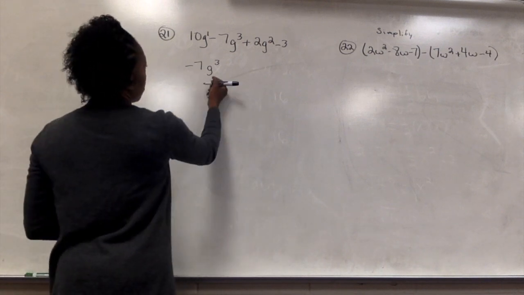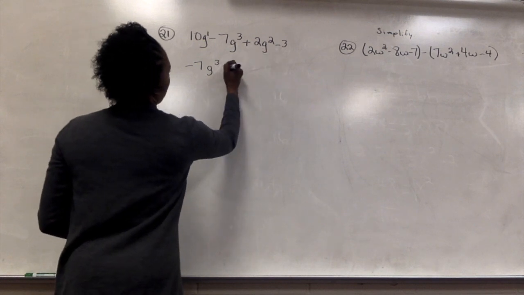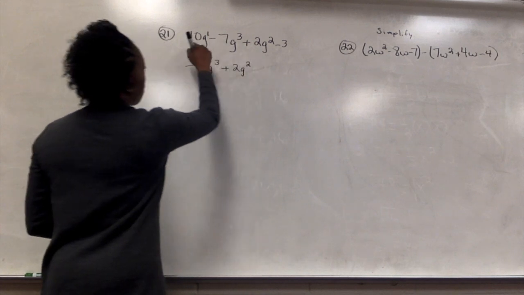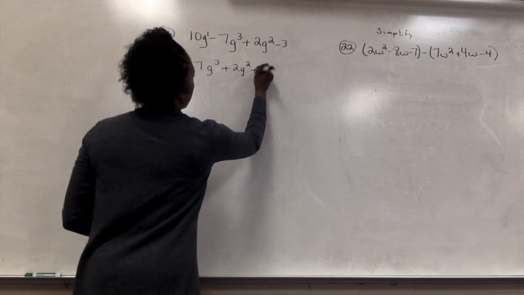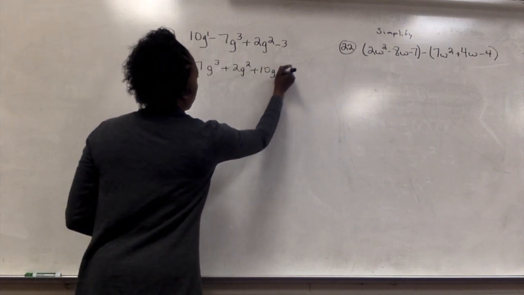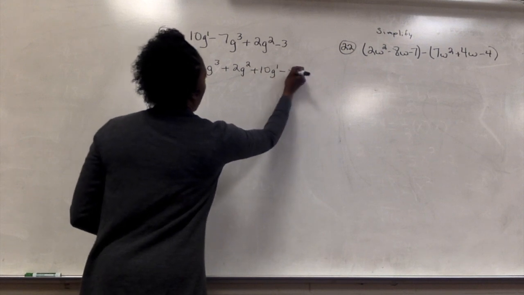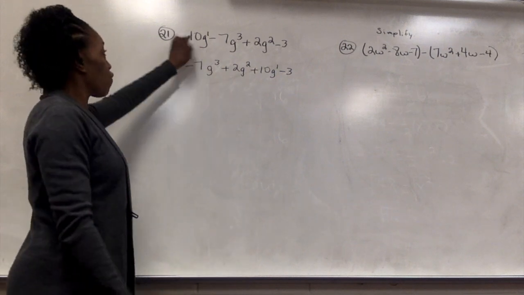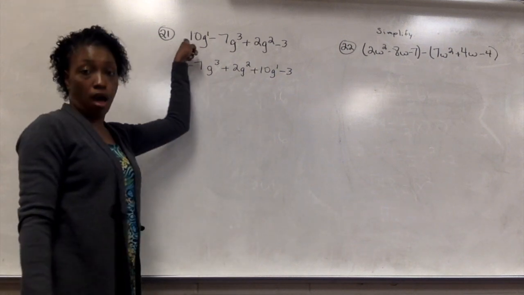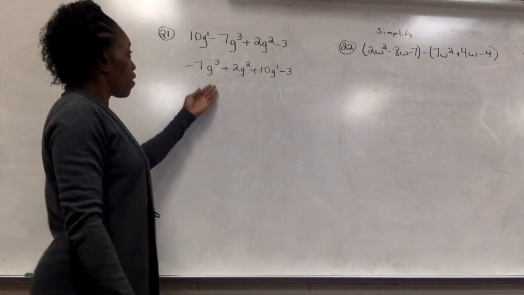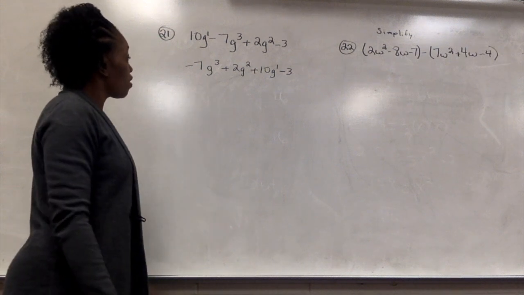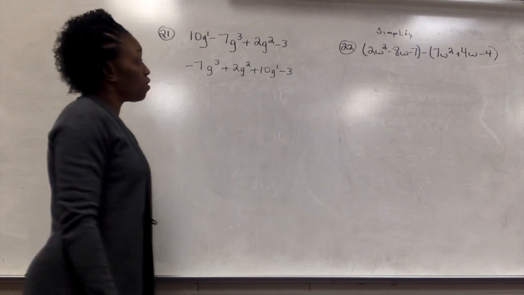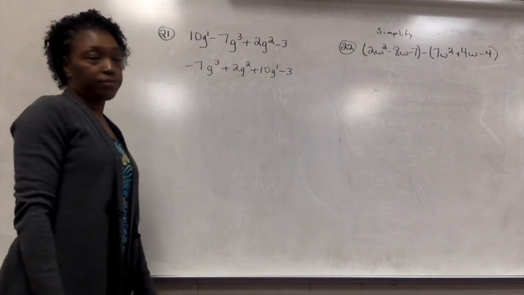So we have negative 7g to the third plus 2g squared plus 10g to the first minus 3. Now remember, if there's no sign in front of your first term, it is understood to be positive. So we have simplified this expression. Negative 7g to the third plus 2g squared plus 10g to the first minus 3.